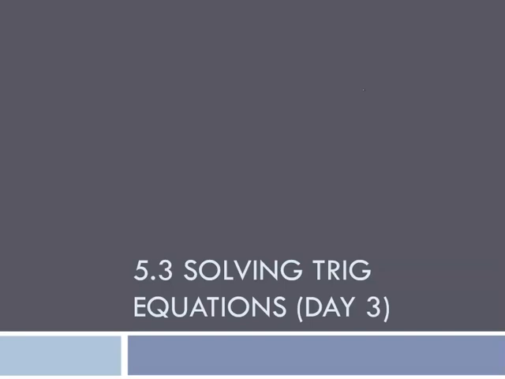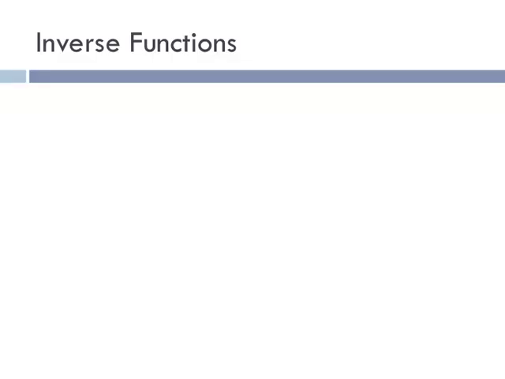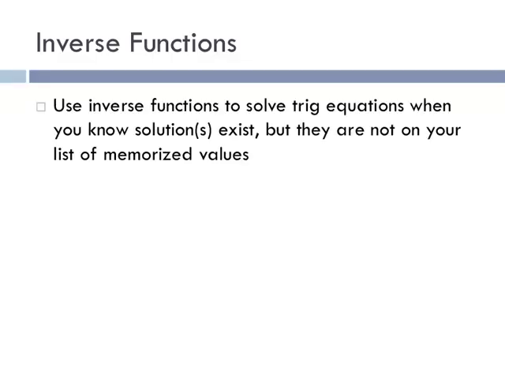So let's start with what happens when you have a solution, but it's a solution that is not a memorized value. So we use inverse functions to solve trig equations when you know a solution exists, but they are not on your list of memorized values. So for example, we know a solution will exist if, let's say, we have sine of x is equal to a value between -1 and 1, so we know a solution does exist. But let's say sine of x is equal to 1/5.